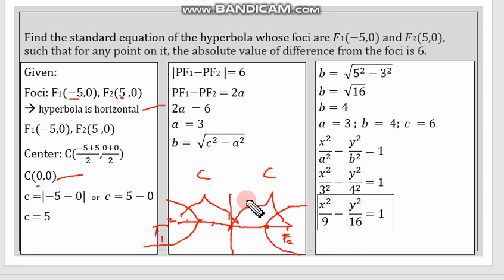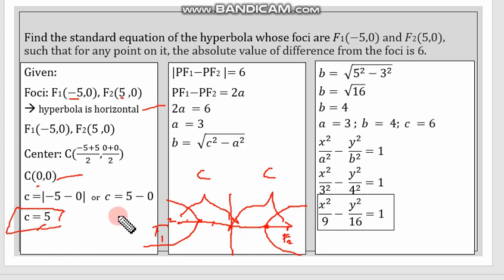Since this is horizontal, we just subtract the x-coordinate of the center from the x-coordinate of the foci. The x-coordinate of the foci is either 5 or negative 5. So that's negative 5 minus 0, and the absolute value is 5. Let's make it a positive value. 5 minus 0 is also 5. So that's the value of our c. Now we have the c.